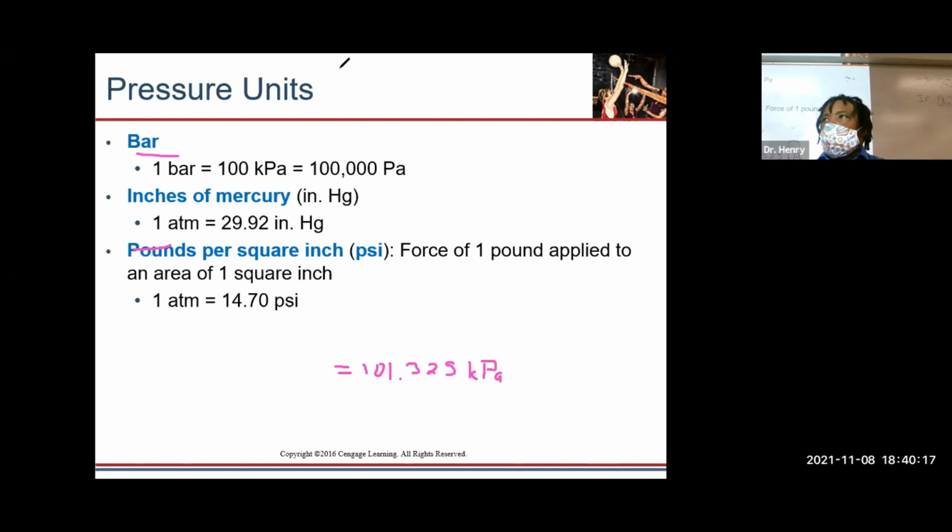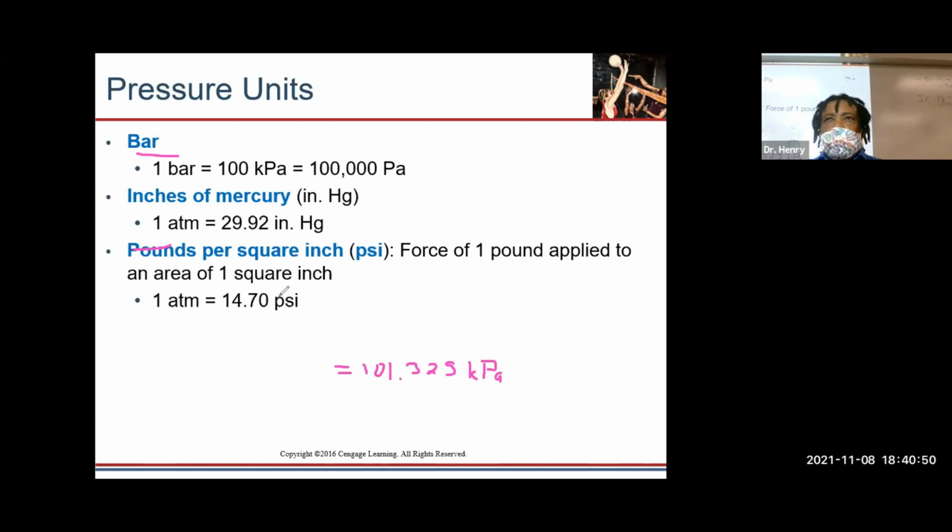Okay, 1 bar is equal to 100 kilopascals, which is also equal to 100,000 pascals. So 1 bar is approximately equal to 1 ATM. So 1 ATM is equal to 29.92 inches of mercury. And of course, we got to put in our pound somewhere, right?